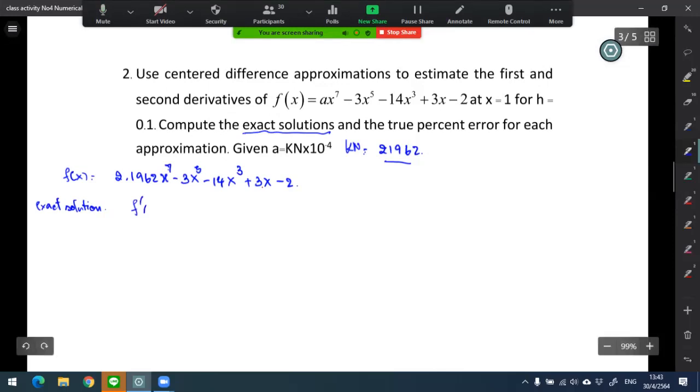So for the exact solution, f prime of x is equal to what, please? 15.3734, correct, x to the 6, to find the first derivative. And next is minus 15x to the 4.